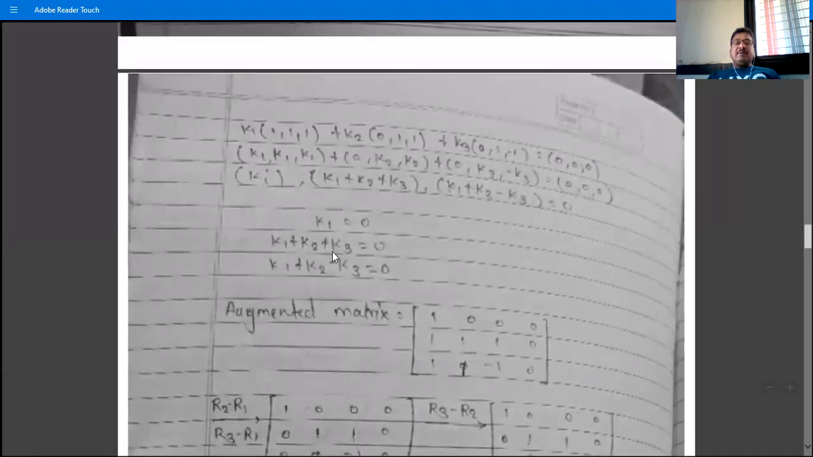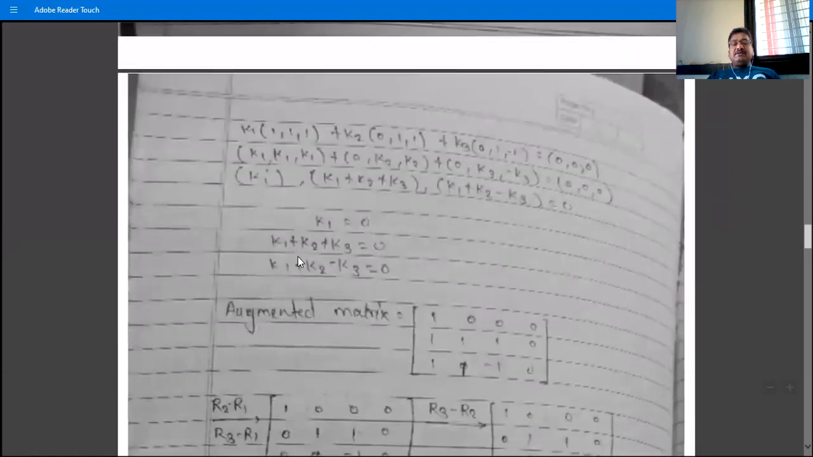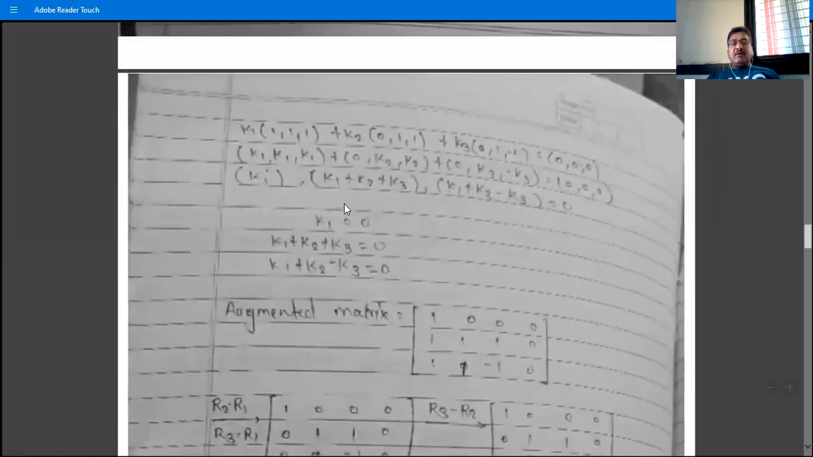If all these K1, K2, K3 are equal to 0, then these three vectors are linearly independent. After solving this system, if K1 is 0, K2 is 0 and K3 is 0, then we say these three vectors are linearly independent. And if out of these three, at least one of K1, K2, K3 is not equal to 0, then we say these three vectors are linearly dependent.